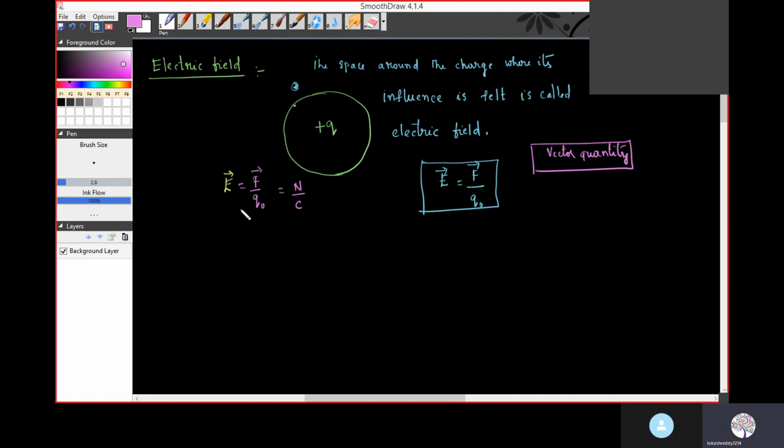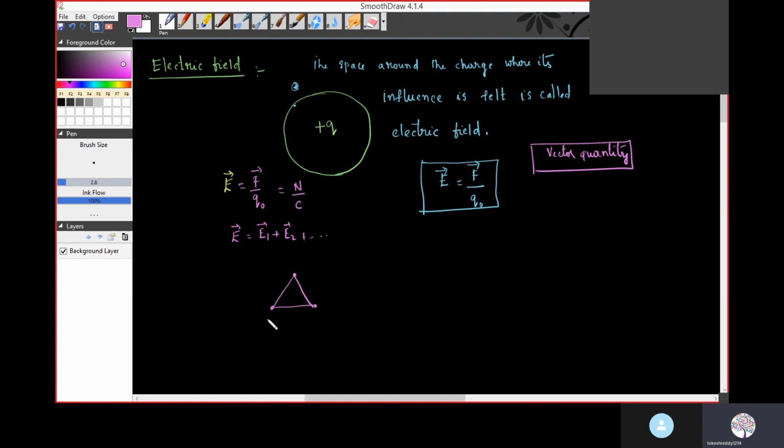So the same concept we will apply for the electric field. The superposition principle is applicable here: E1 plus E2 plus so on. This is the principle of superposition, the same as that of forces, because electric field is also a vector. Now the same questions in terms of electric field I can write.